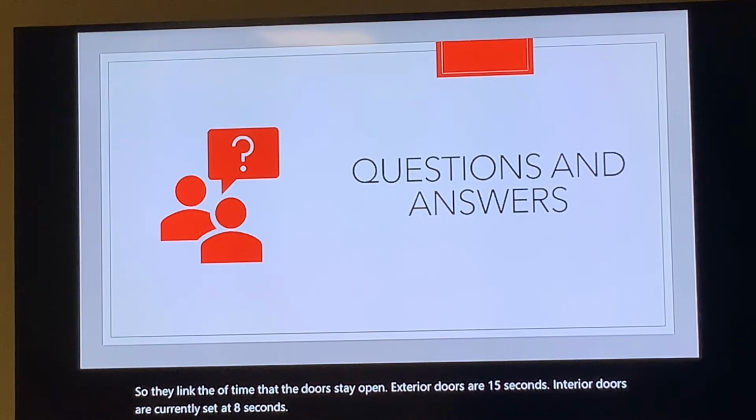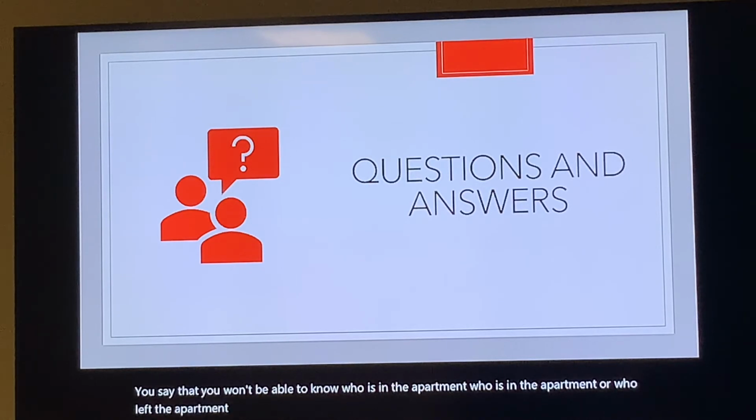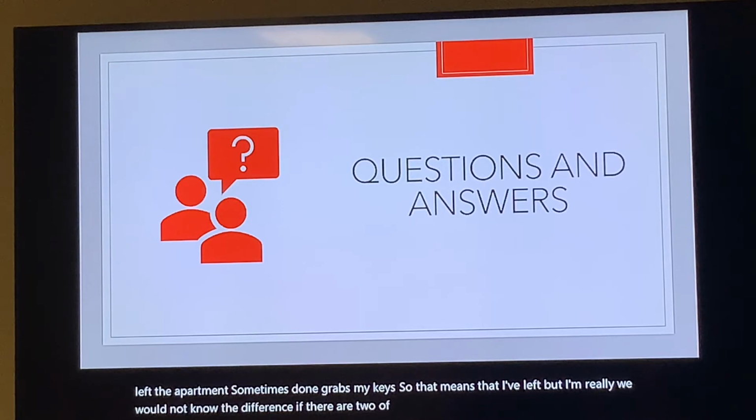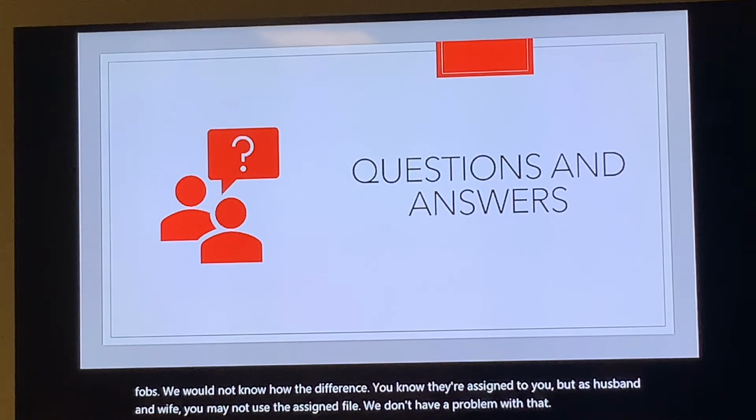Brent, you say that you'll be able to know who is in the apartment or who left the apartment. Sometimes Don grabs my keys, so that means that I've left, but I'm really still there. That's true. We would not know the difference if there are 2 of you and you are interchanging fobs. You know, they're assigned to you, but as husband and wife, you may not use the assigned fob. We don't have a problem with that. Great question.